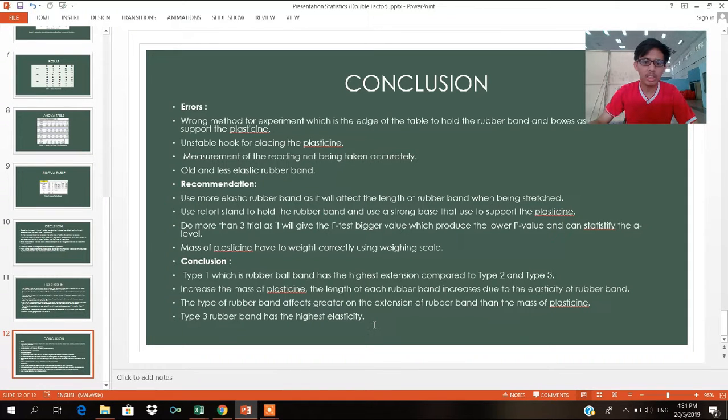So in conclusion, the type 1 rubber band, which is the rubber band ball, has the highest extension compared to type 2 and type 3. Based on this, as the mass of the plasticine increases, the length of each rubber band increases due to the elasticity of the rubber band. The type of rubber band affects the extension of the rubber band more than the mass of the plasticine. And the type 1 rubber band has the highest elasticity.